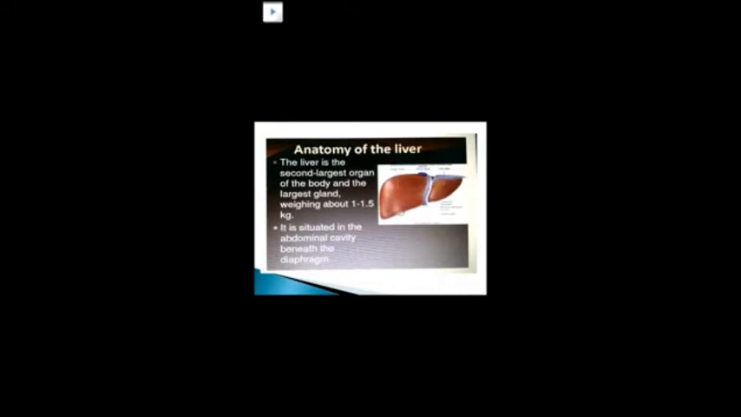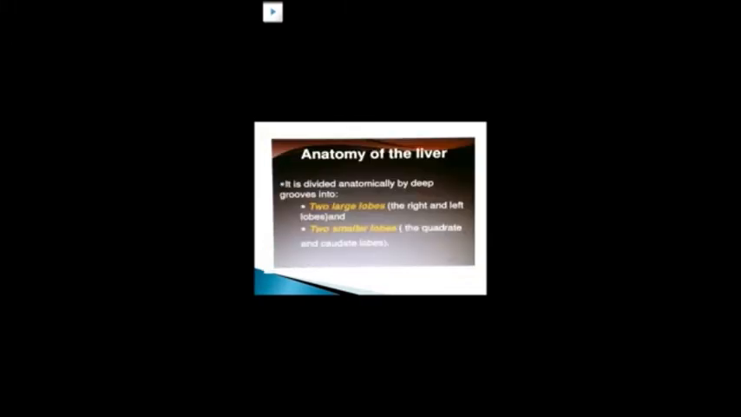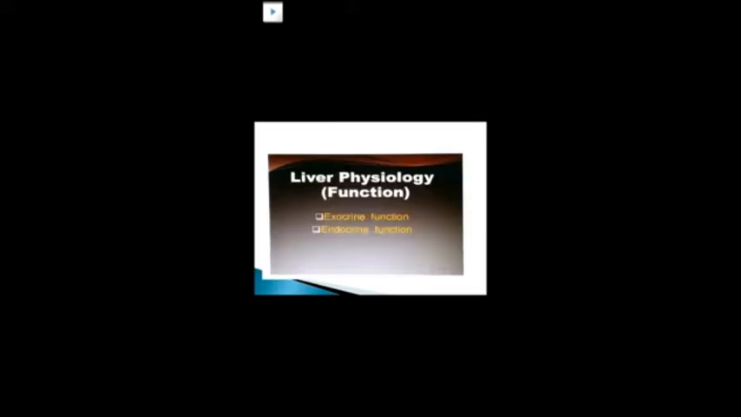Anatomy of the liver. The liver is the second largest organ of the body and the largest gland, weighing about 1 to 1.5 kgs. It is situated in the abdominal cavity beneath the diaphragm. It is divided anatomically by deep grooves into the large lobes, that is the right and the left, and two smaller lobes, the quadrate and the caudate lobes.